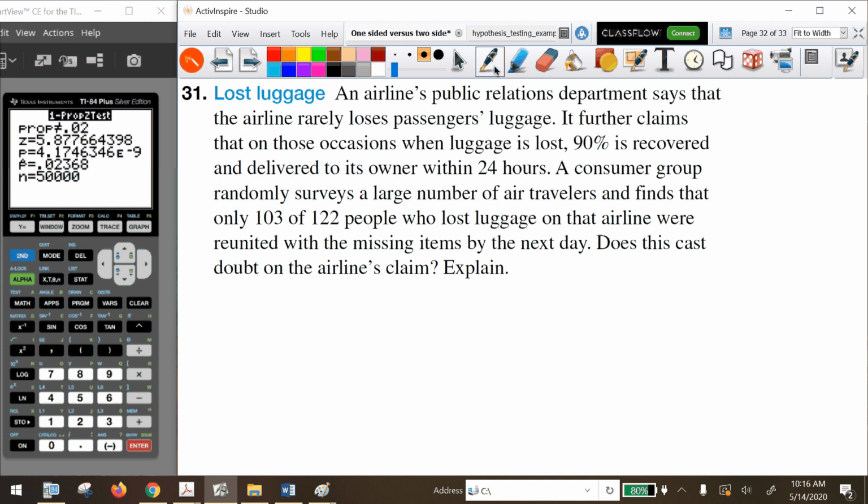Lost luggage. An airline's public relations department says that the airline rarely loses passengers' luggage. It further claims that on those occasions when luggage is lost, 90% is recovered and delivered to its owner within 24 hours. A consumer group randomly surveys a large number of air travelers and finds that only 103 of 122 people who lost luggage on that airline were reunited with the missing items by the next day. Does this cast doubt on the airline's claim?